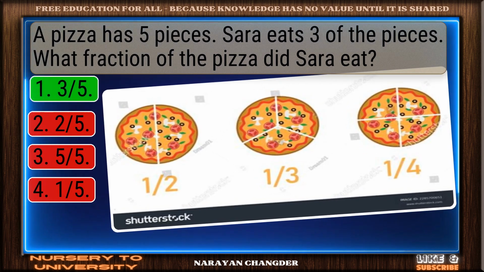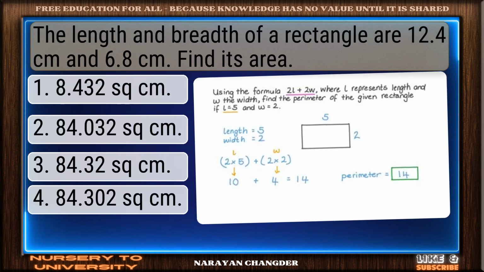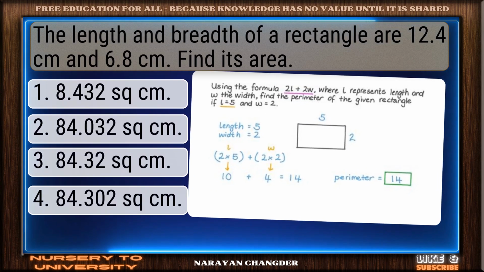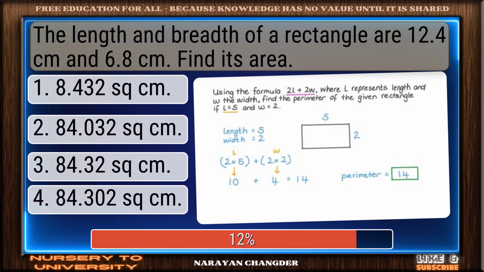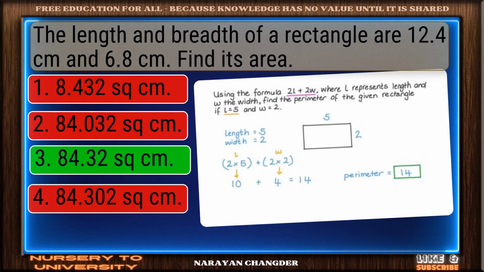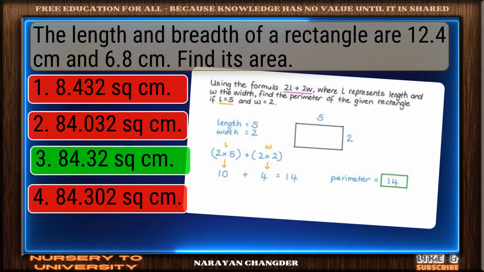Right again. 3/5 is a valid answer. Question number 28. The length and breadth of a rectangle are 12.4 cm and 6.8 cm. Find its area. You got it. Your choice 84.32 square cm is right.